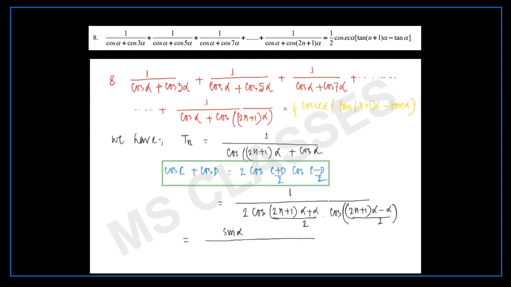Now why sine alpha only? Cosec alpha is there in what we have to prove, so that we can get sine alpha in the denominator also. In the proof we have half of cosec alpha, that is 1 by 2 sine alpha. So to adjust that, you have to multiply by sine alpha. So I have taken a sine alpha in the numerator to get half of cosec alpha.